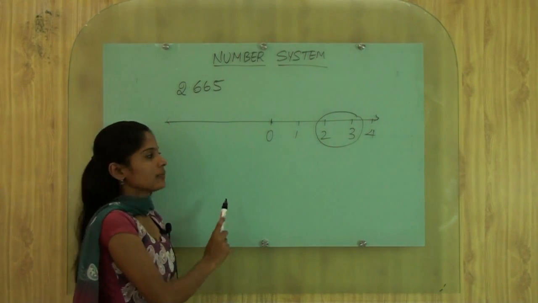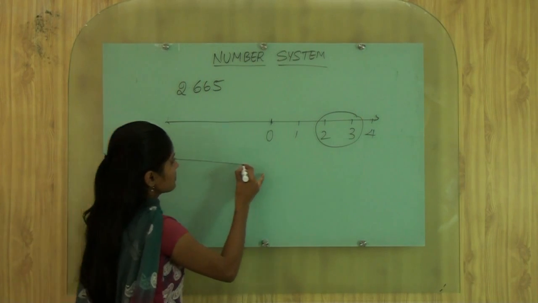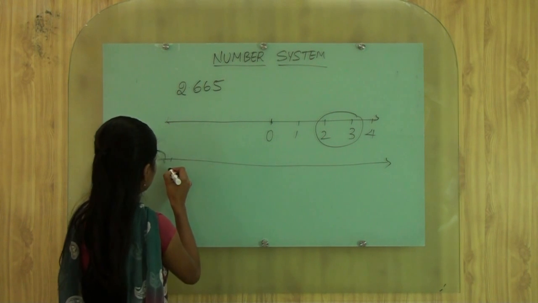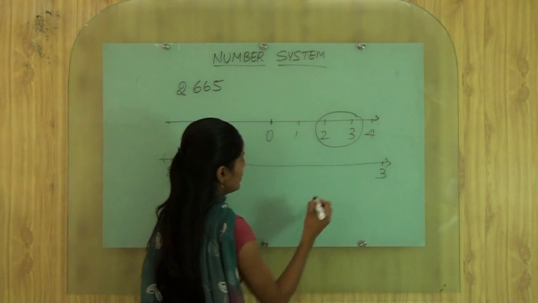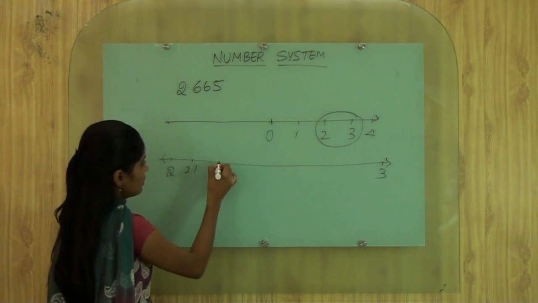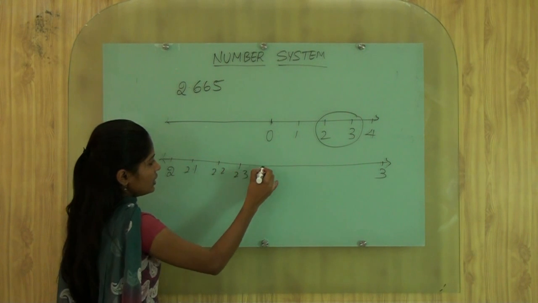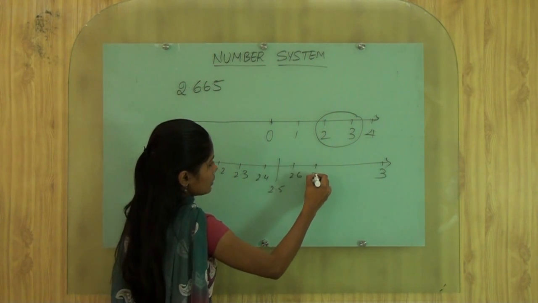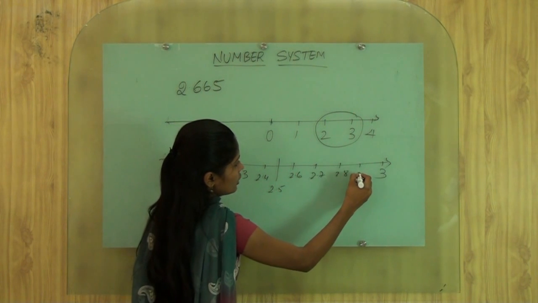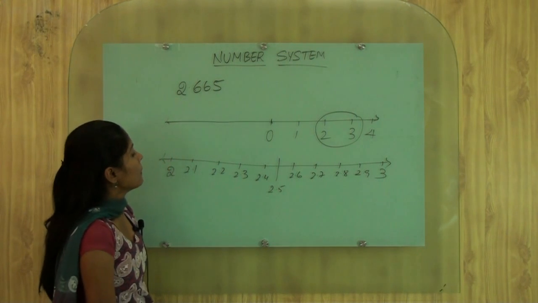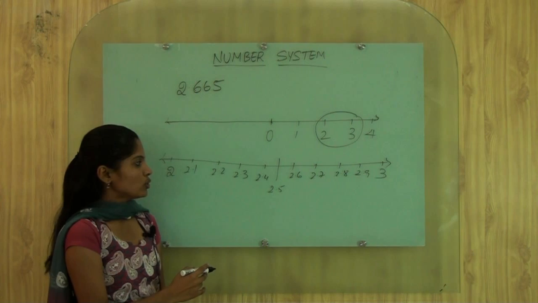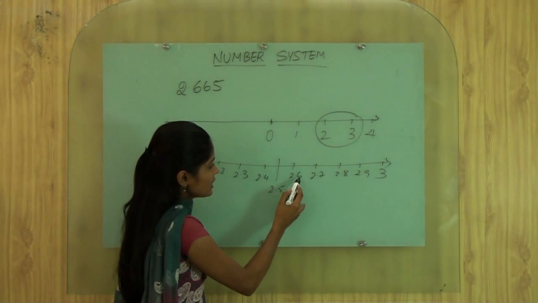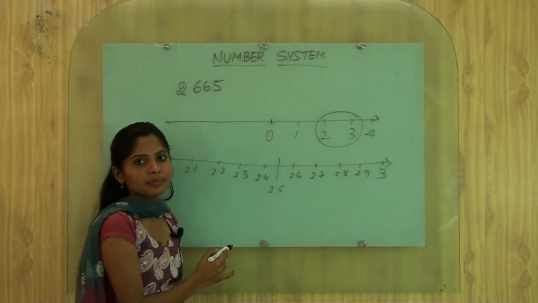Magnify this part. Draw one more number line with 2 and 3. This becomes 2.1, 2.2, 2.3, 2.4, 2.5, 2.6, 2.7, 2.8, 2.9 and 3. Now from here we can make note that 2.665 lies between 2.6 and 2.7.